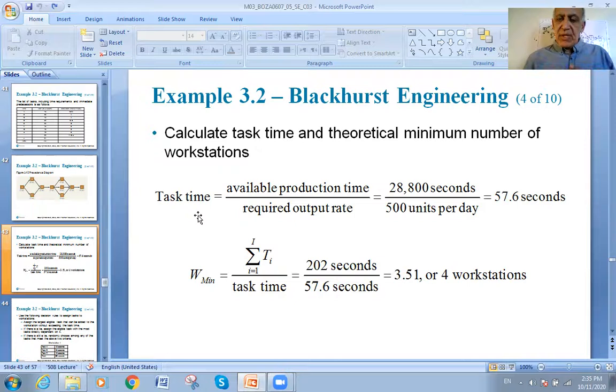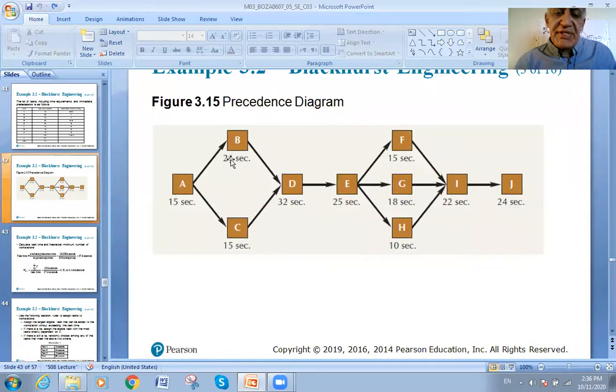Okay. If I have a task time of 57.6 and the total work will take 202 seconds, I knew that by collecting all of this: 15 seconds, 26 seconds, 15 seconds, plus 25 seconds, plus 15 seconds, plus 18 seconds, plus 10 seconds, plus 22 seconds, plus 24 seconds.